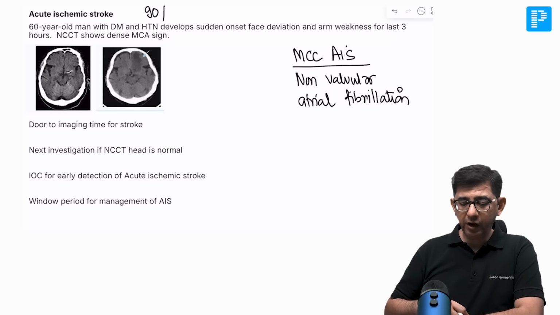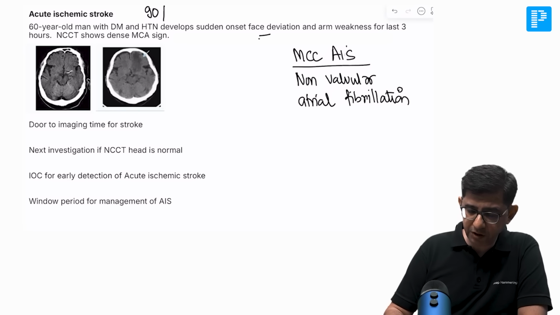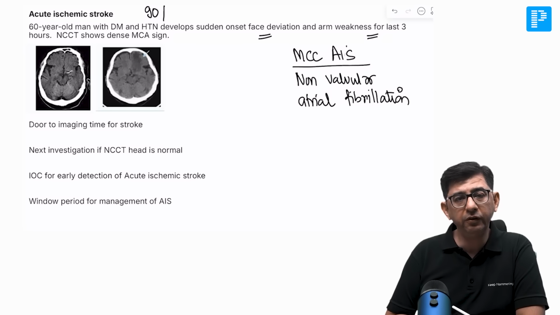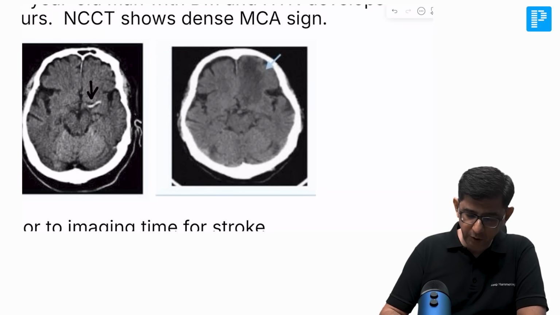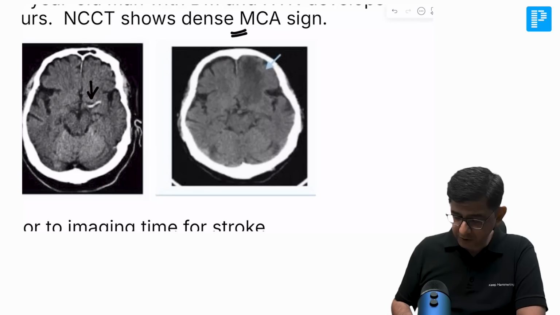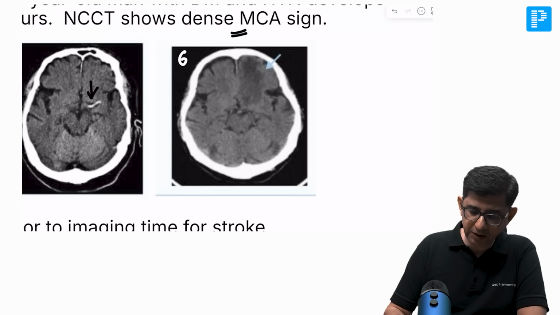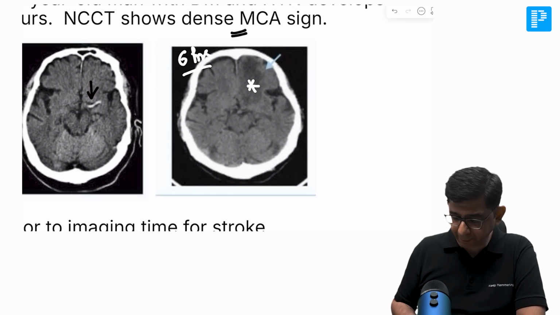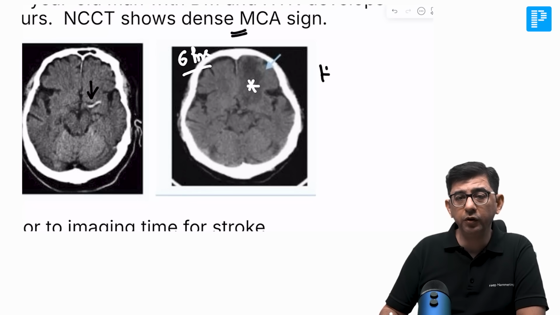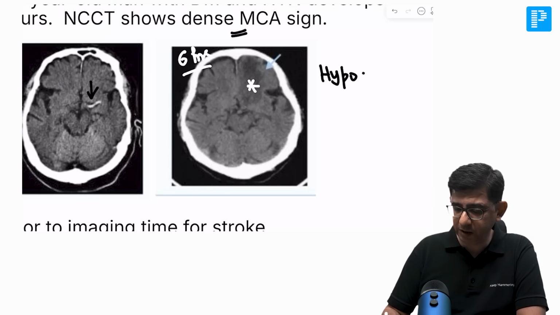The patient is having sudden onset face deviation. There is arm weakness for the previous 3 hours and the CT scan shows a dense MCA sign. So if the patient comes early, we'll be able to see a dense MCA sign. But if a person comes late, like approximately 6 hours later, then in our patient it can appear as a hypodensity that is very much visible on the CT scan of the patient.